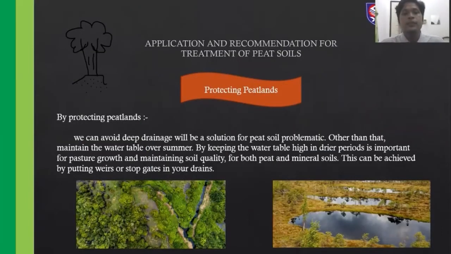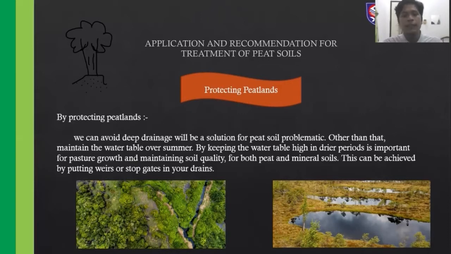Next is the application and recommendation for treatment of peat soil, which is protecting peat lands. We can avoid deep drainage, which will be a solution for the peat soil problem. Other than that, maintain the water table over summer. Keeping the water table high in drier periods is important for pasture growth and for maintaining soil quality for both peat and mineral soil, which is two in one. We can save the peat and mineral soil.